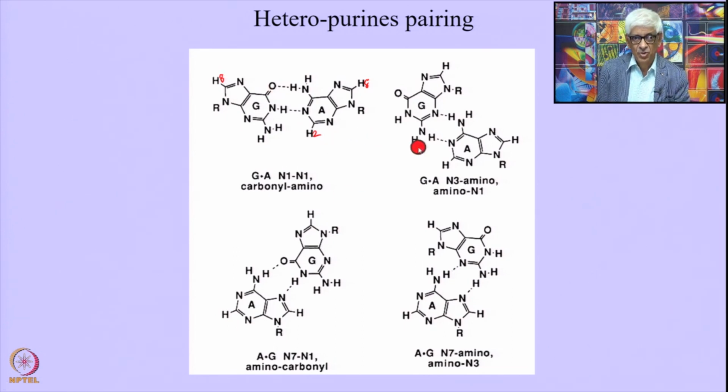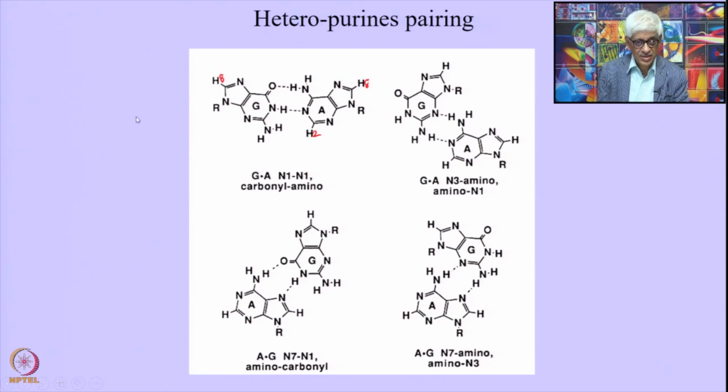In the same manner you have the G-A N3 amino N1, G-A N3. So where is G? This is the G and N3 is this, and this is going to the amino of the A. So this is the NH2. So this NH...N hydrogen bond is there, and this amino, at the 2 position, is hydrogen bonded to the N3 of this. So these are both NH...N hydrogen bonds, here one NH...O and one NH...N, and it involves amino groups and the imino protons.